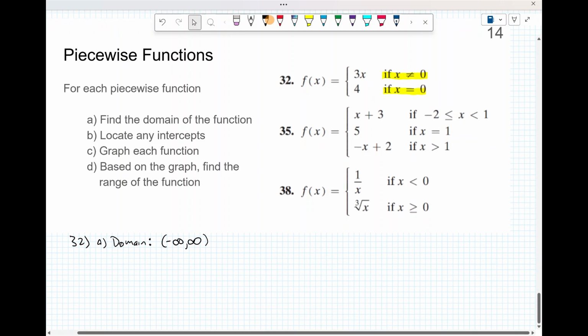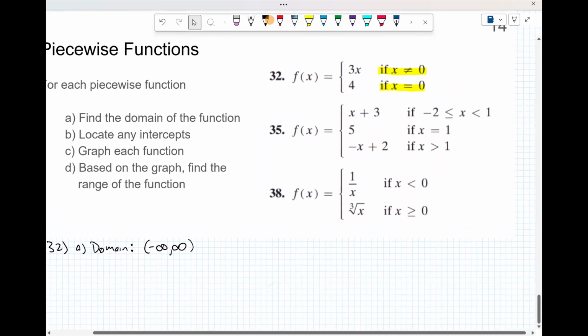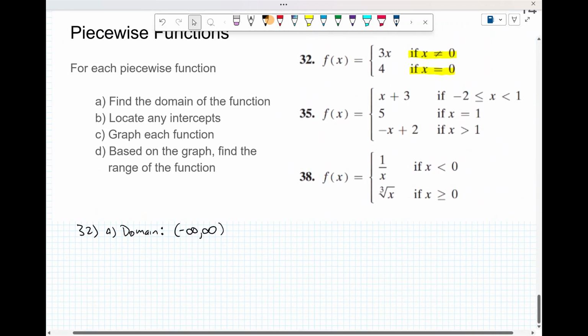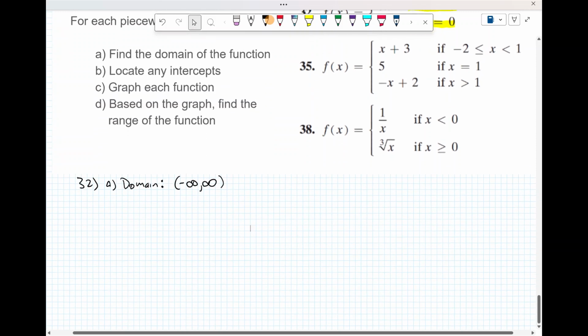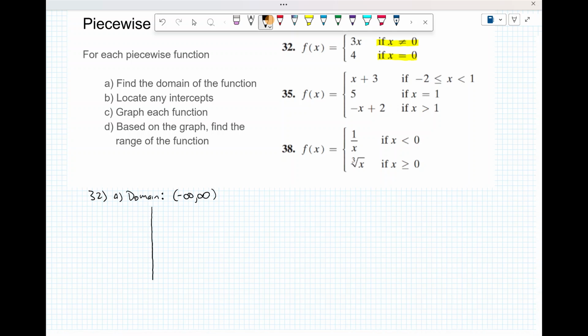Before I locate the intercepts, to be honest, I like to graph the function first. So let's graph this function. All right. So I'm going to draw my axes.